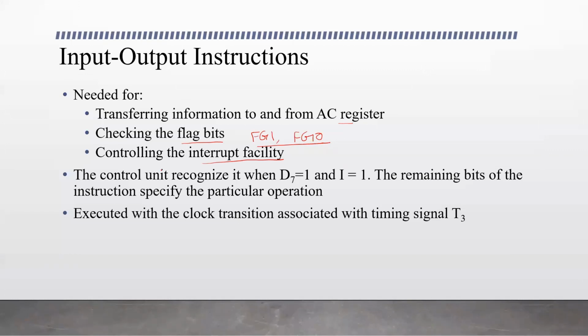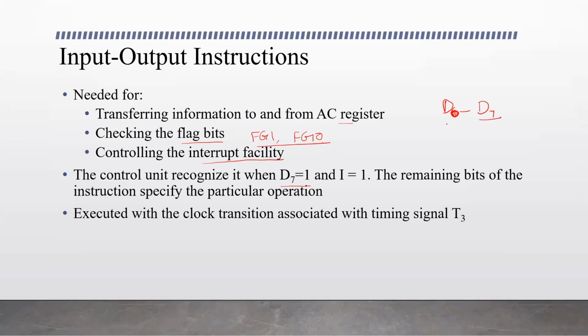Okay, so input output instructions are needed for controlling these operations. For the execution of input output instructions, when the control recognizes them, D7 is 1. The decoder output is obtained when the opcode of the instruction register is decoded. The decoder outputs are from D0 to D7.